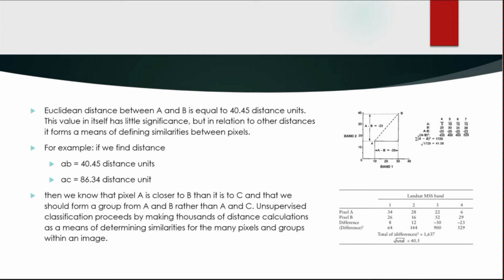So Euclidean distance between A and B is equal to 40.45 distance units. This value in itself has little significance, right? It's like, okay, that's great that we know the distance. But in relation to other distances, in other pixel relationships, it forms a means of defining similarities between pixels. So for example, if distance AB equals 40.45 distance units, AC equals 86.34 distance units, then we know that pixel A is closer to B than it is to C, and that we should form a group of A and B rather than A and C.